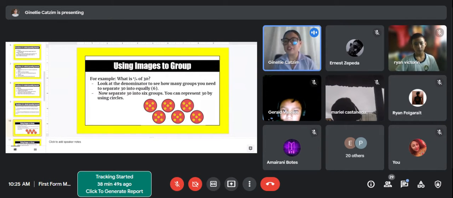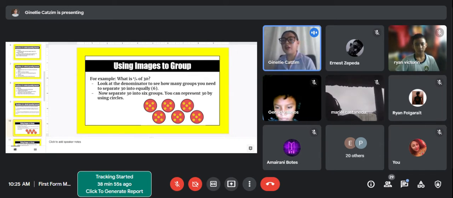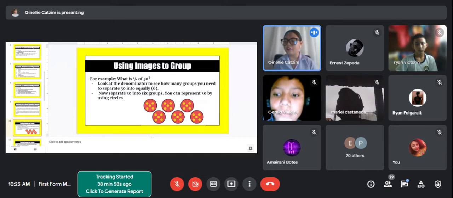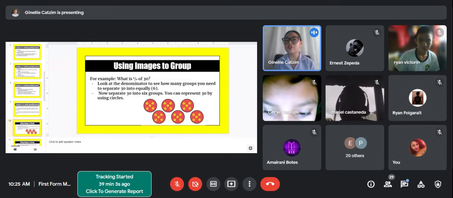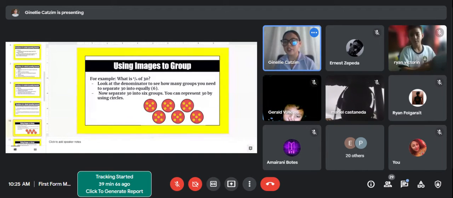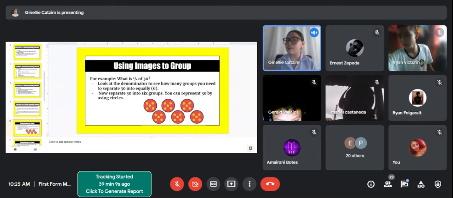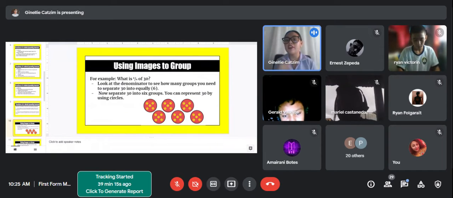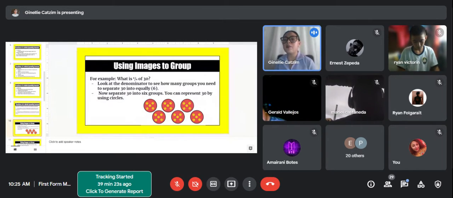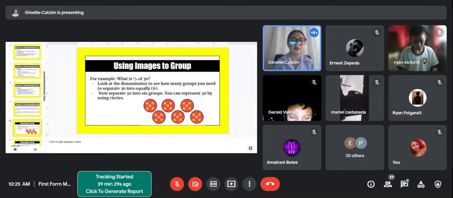So, in using images to group, have your little 16 stones there. We will follow with this example. What is 5/6 of 30? Right? We will look at the denominator to see how many groups you need to separate 30. Because the denominator of 5/6 tells you 6, right? Because we are looking at the denominator, we will divide 30 into 6 equal parts. Which is what I have there in the little image. Now separate 30 into 6 groups. You can represent 30 by using circles. That is what we just did, right?